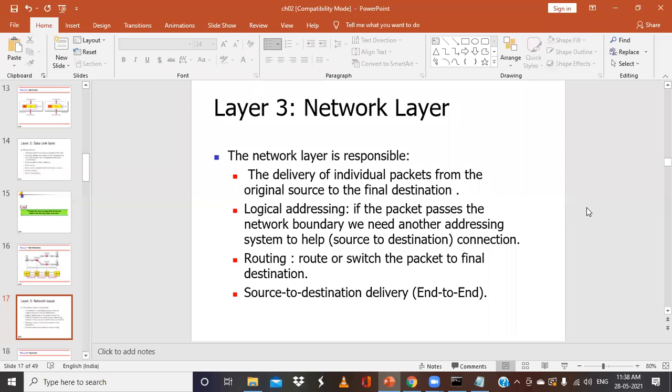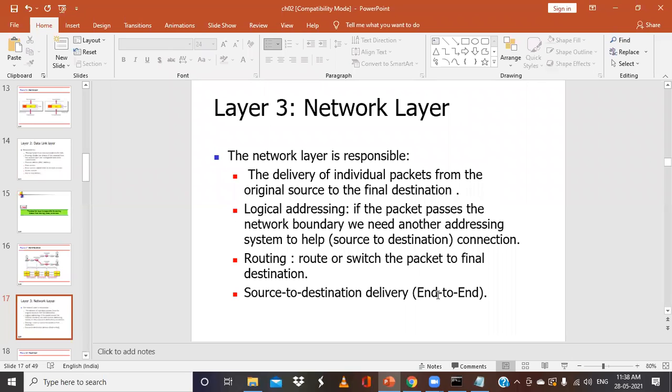Next, we will discuss the network layer. So what is the network layer responsible for? The delivery of individual packets from the original source to the final destination. Here we have logical addressing, routing, and source to destination delivery. So here it is responsible for end to end, whereas the data link layer is from hop to hop, but the network layer is from end to end.